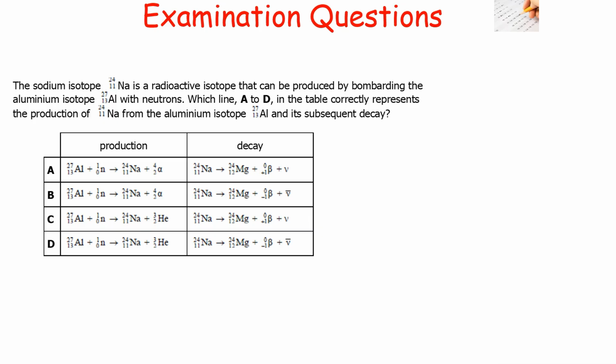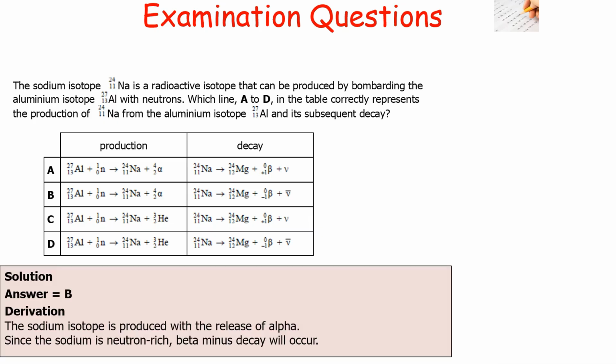Right, the answer here is going to be B, because the sodium isotope is produced with the release of an alpha particle. So therefore you can see it going on, because it wouldn't just produce a 3,2 helium, so it has to be produced with an alpha. And then secondly, since the sodium is going to be a neutron-rich nucleus, the decay that occurs after that will be beta minus decay. So you can see here the correct representation of the beta minus decay is the line shown as B, so therefore that is our solution.